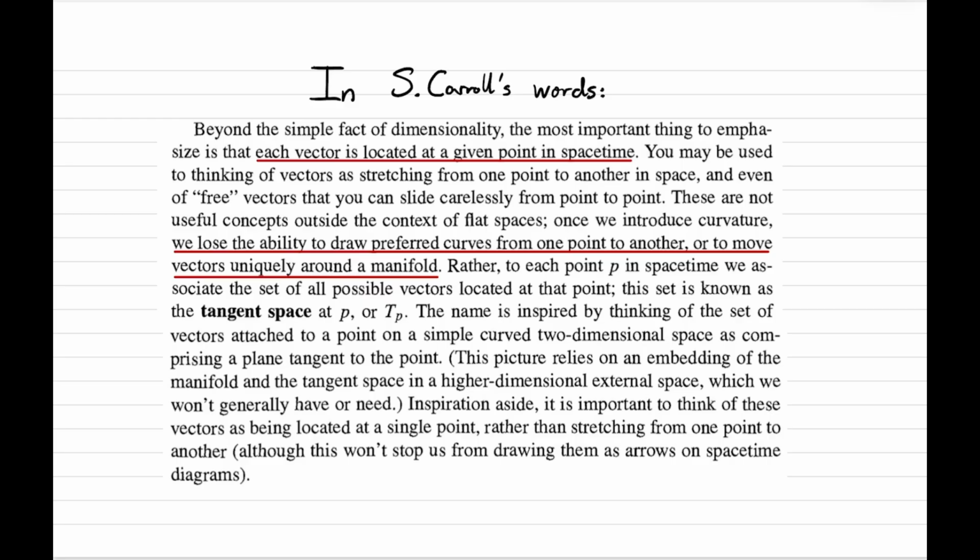It's from Carroll's book, and it addresses some things that we have been talking about in the video, such as that the vectors are only located at points. We cannot draw curves such that we can drag vectors. And this last thing that I talked about, a higher dimensional external space, which we don't need because it's something that we make up to represent all these curves and spaces.